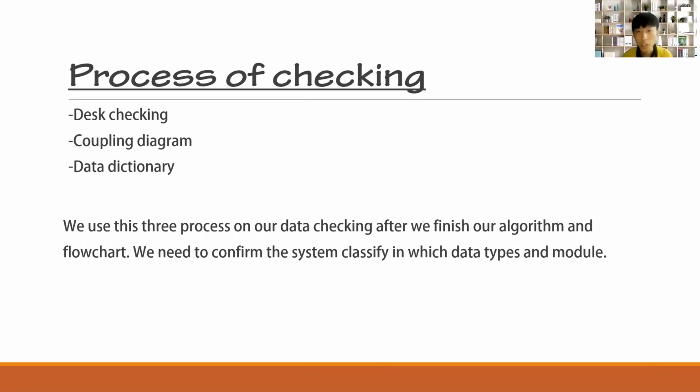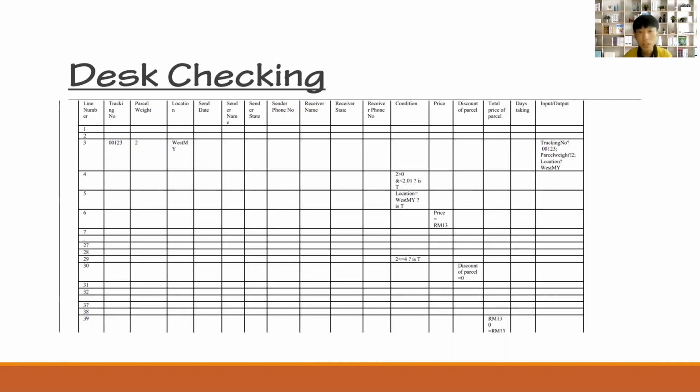For the process of checking, there are three: desk checking, coupling diagram, and data dictionary. For desk checking, we convert the algorithm into line numbers. For example, we enter the tracking number, then the parcel weight and the location, and it will appear in the input and output. Then the condition: if 2 is more than 0 and less than 2.01, then it is true.